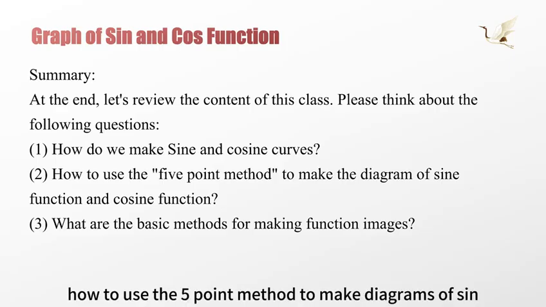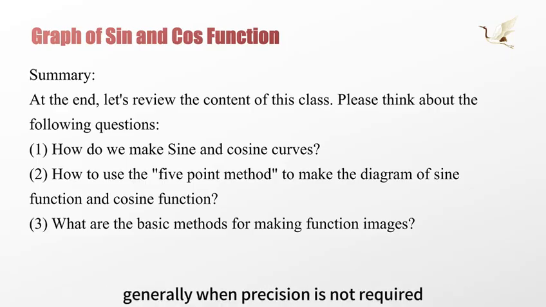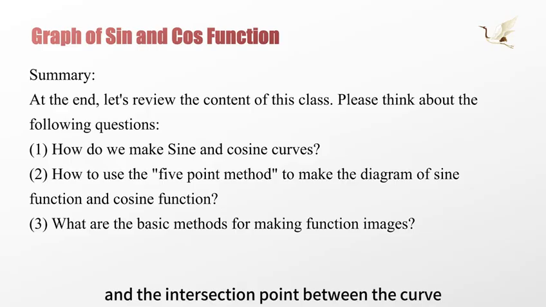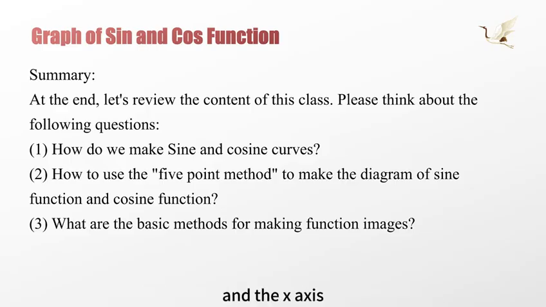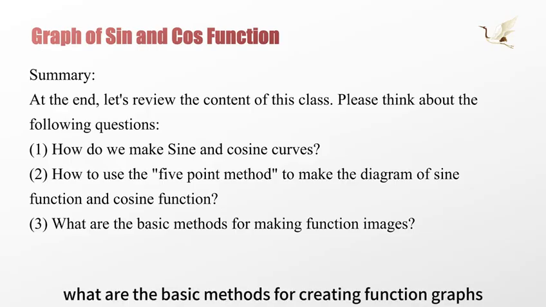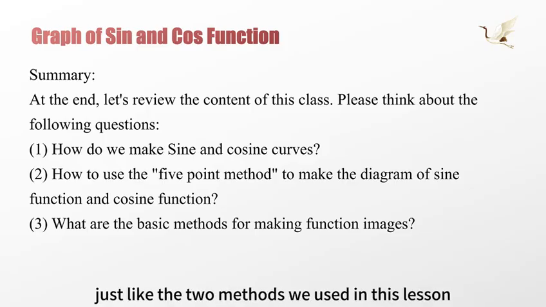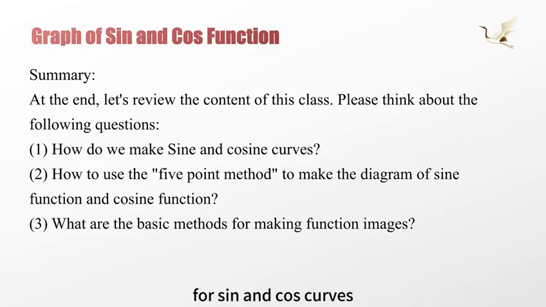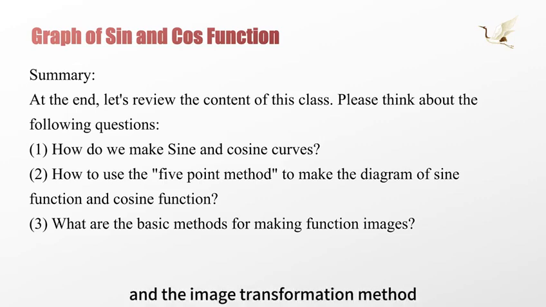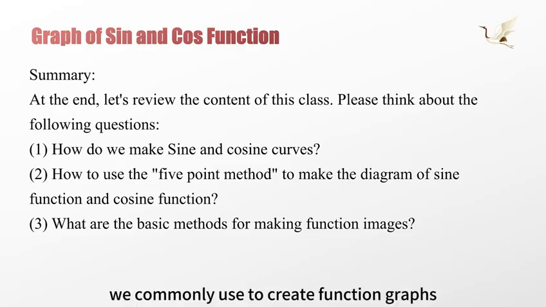Secondly, how to use the 5-point method to make diagrams of sine and cosine functions. Generally, when precision is not required, we can use the 5-point method to make a function diagram. Here, we usually take the maximum point and the intersection point between the curve and the x-axis. What are the basic methods for creating function graphs? Just like the two methods we used in this lesson for sine and cosine curves, they are the point drawing method and the image transformation method. These are also two important methods we commonly use to create function graphs.